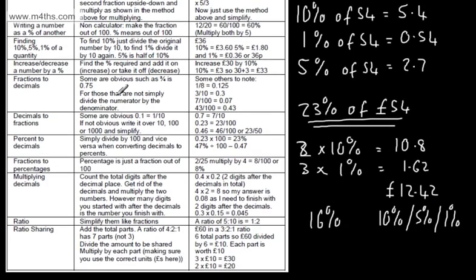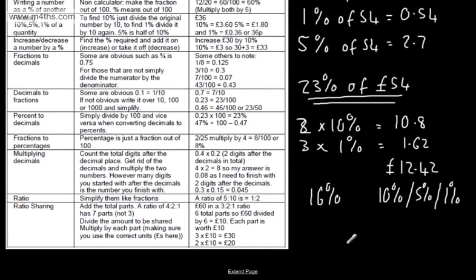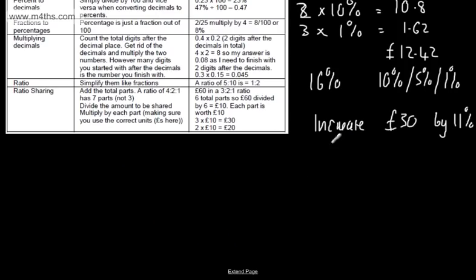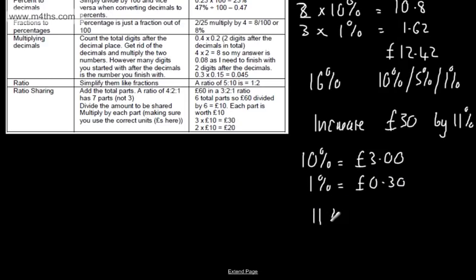So that brings us on to this, increasing or decreasing a number by a percentage. So let's say we wanted to increase £30 by 11%. Let's make this slightly harder. What we're going to do, without a calculator, is say that 10% will be equal to £3.00. 1% is going to be equal to, dividing this by 10, 0.30. So that gives me that 11% is going to be equal to £3.30.